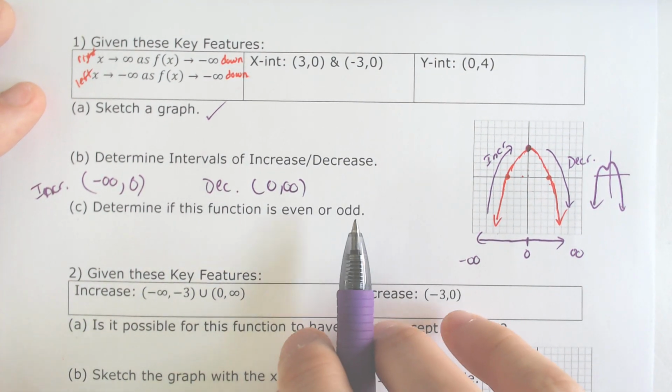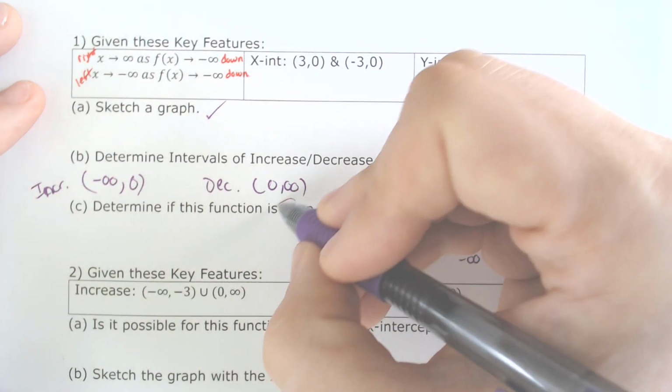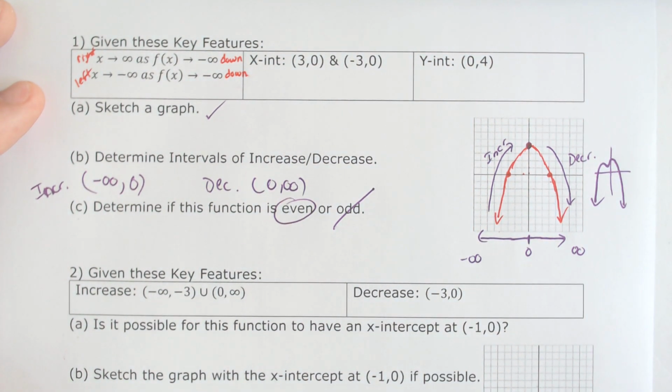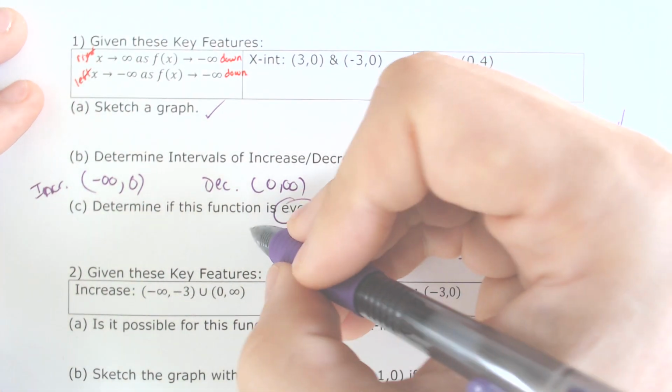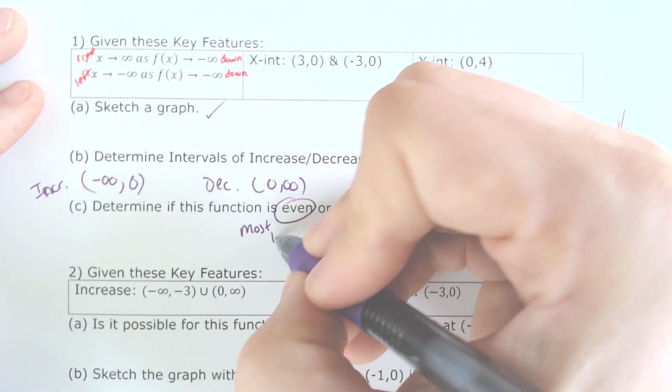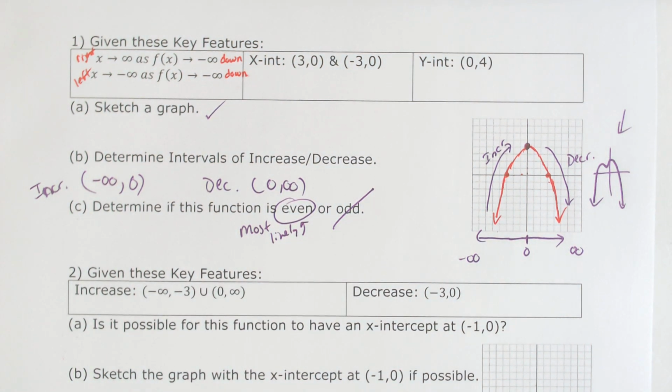Determine if the function is even or odd. Well, it's not odd. It could be, and is most likely, even. There's a chance that it's not. Again, there's a chance that it could be this one, but it is most likely even. It definitely can't be an odd function at this point.